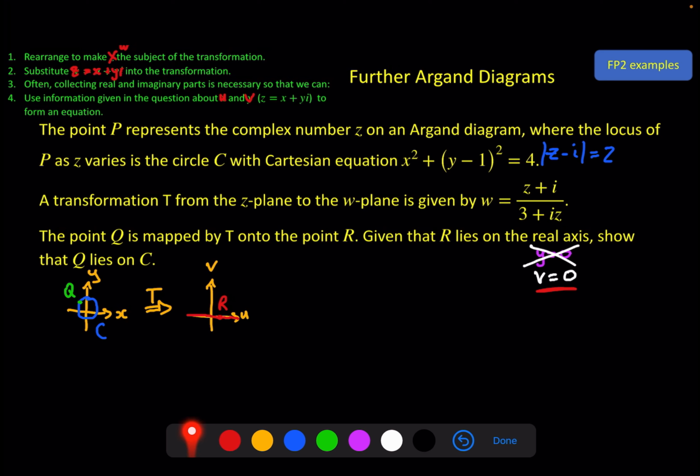I substitute x plus yi in here for z. Three plus i times z, so that's another x plus yi. And then I need to express this in one complex number, real plus imaginary. To do that, I need to deal with the fraction. To do that, I will simplify this quickly in real and imaginary parts. So we've got x plus y plus 1i over 3 minus y plus xi, and then multiply top and bottom by 3 minus y minus xi.